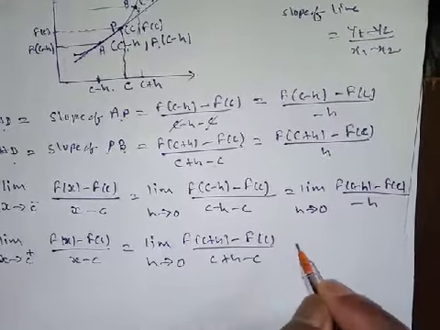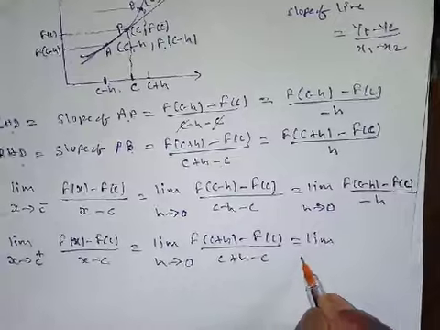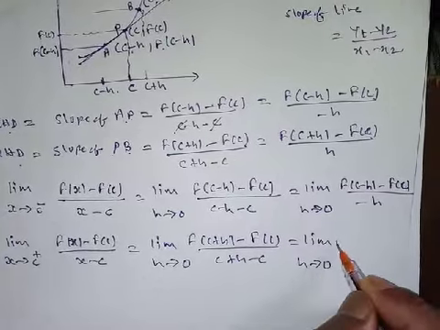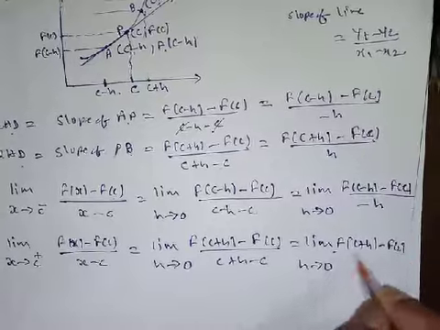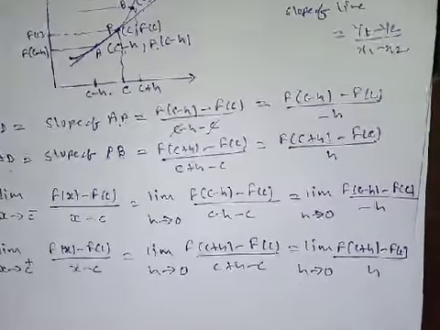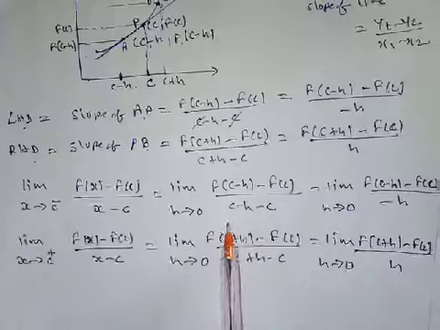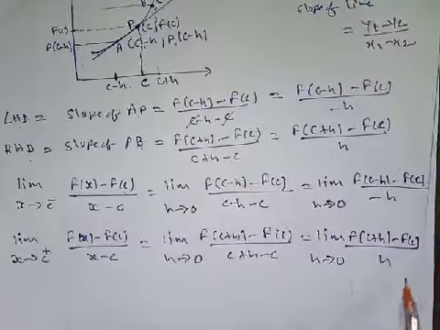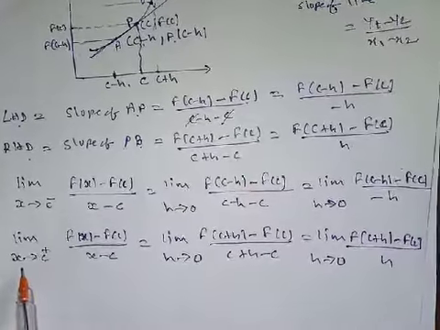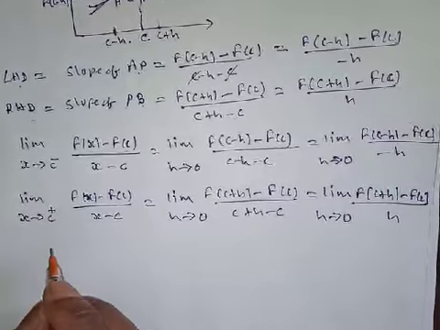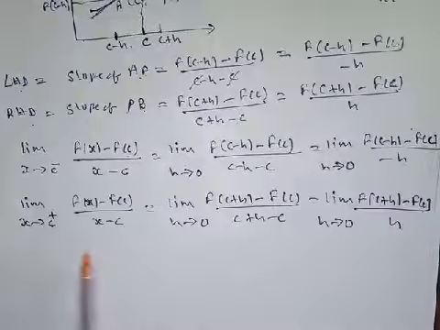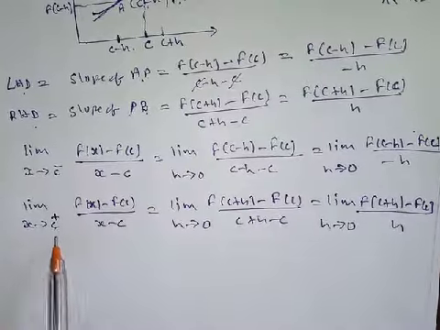So this will cancel out, it will be limit h tends to 0, f of c plus h minus f of c upon h. So this is what differentiability means. What is differentiability? Differentiability at c, we can write that. This is just for understanding what differentiability actually means.